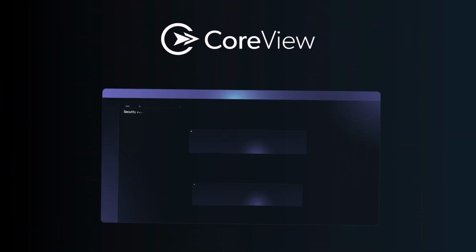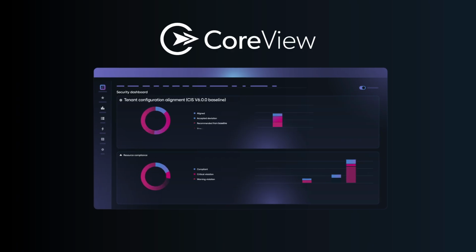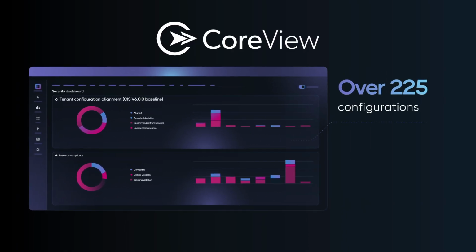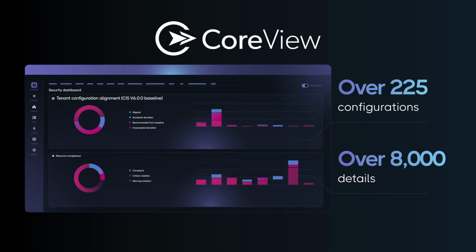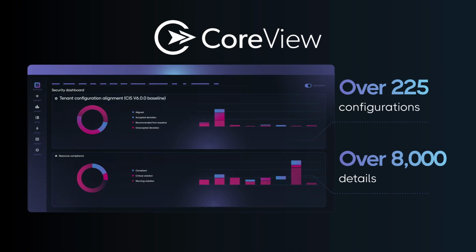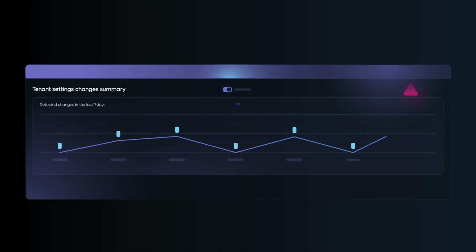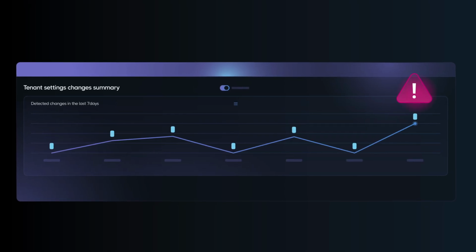This is where CoreView comes in. CoreView constantly monitors for changes across your tenants, reviewing over 225 different configurations and over 8,000 details within those configurations. As soon as something is changed, your team is alerted so you can take action.